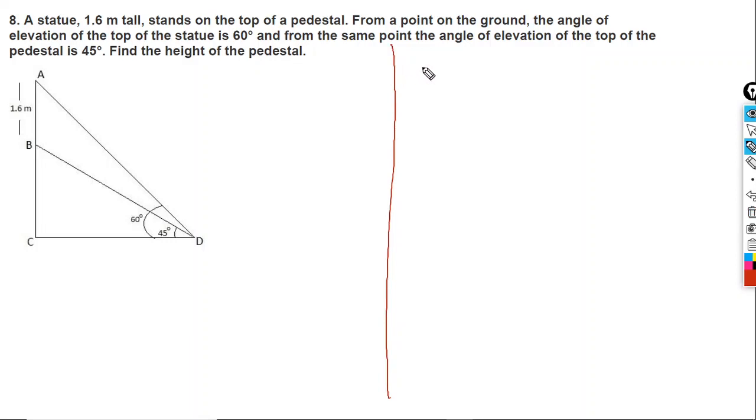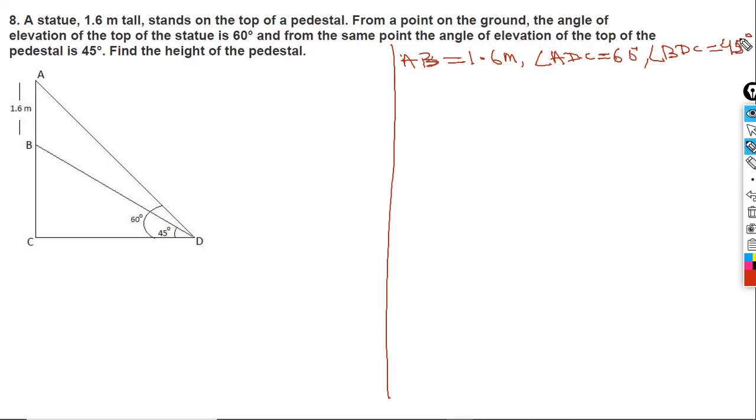Here, what are given to us? AB equals 1.6 meter. Then angle ADC, look at the figure, this big angle, angle ADC equals 60 degree, and angle BDC equals 45 degree.